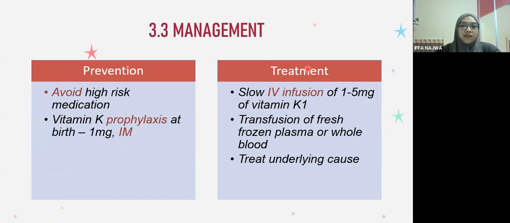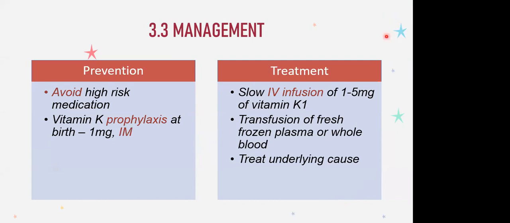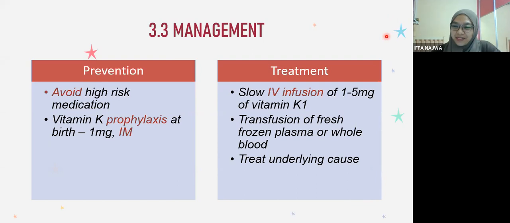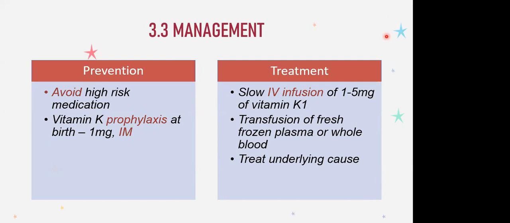If there is severe bleeding, particularly in premature infants or those with liver disease, you may consider transfusion of fresh frozen plasma or even whole blood if needed. So why do we give fresh frozen plasma? Can anyone answer? I will give a prize. Because it contains all the coagulation factors.